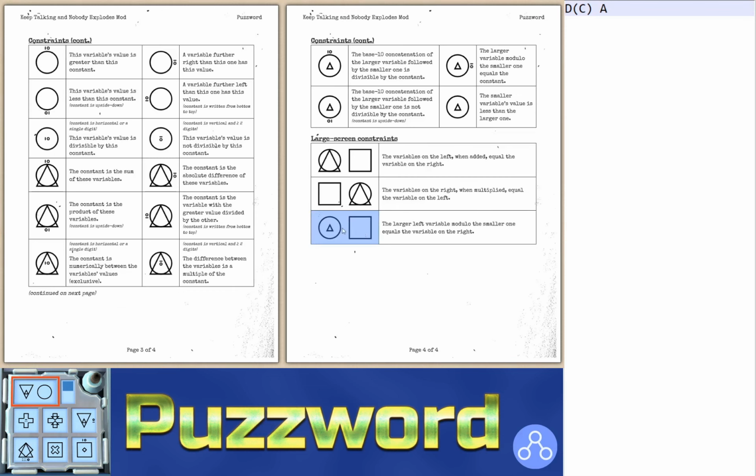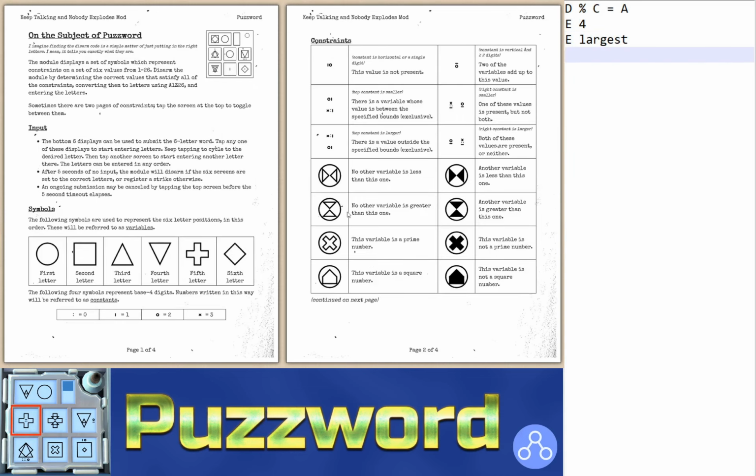And as before, this means that the larger modulo the smaller is the one on the right. So delta modulo Charlie is equal to alpha. That already promises to be interesting. Then we have the cross, which is echo. And inside of it, we have a vertical 1, 0, which is 4. And I'm just going to write down this next one, because this means that echo is largest. Right, that's this one here.